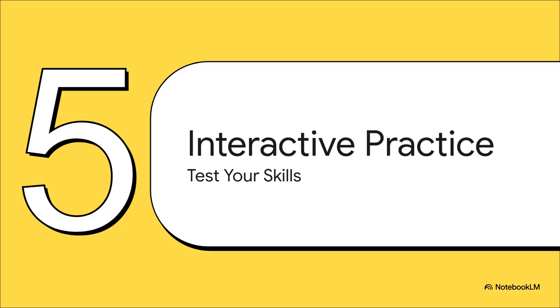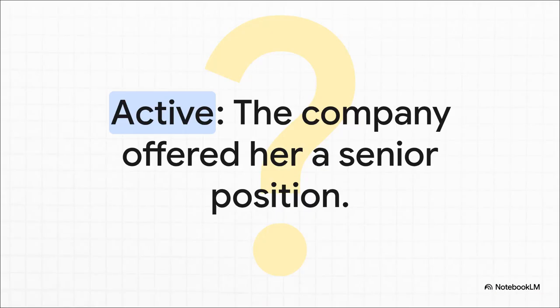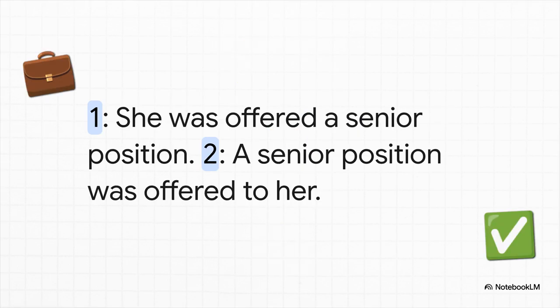All right, Section 5: the interactive practice lab. Class is almost over, but it's time to put your active learning to the test. I'm going to give you an active sentence, and I want you to mentally construct the two passive alternatives. Here's your first challenge. Active: the company offered her a senior position. Take a second. Can you mentally convert that into both Type 1, where the person is the subject, and Type 2, where the position is the subject? Think back to our formula. Let's see how you did.